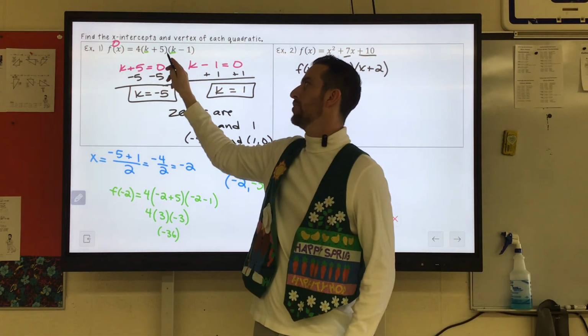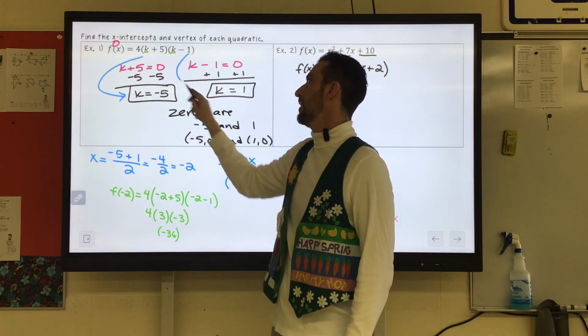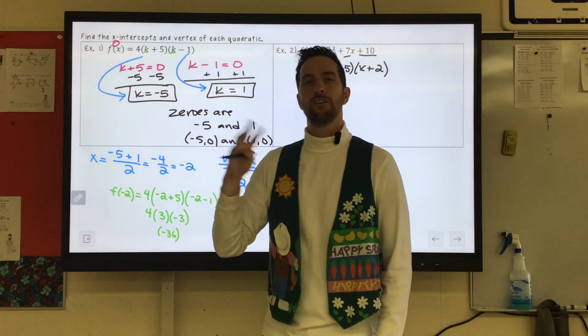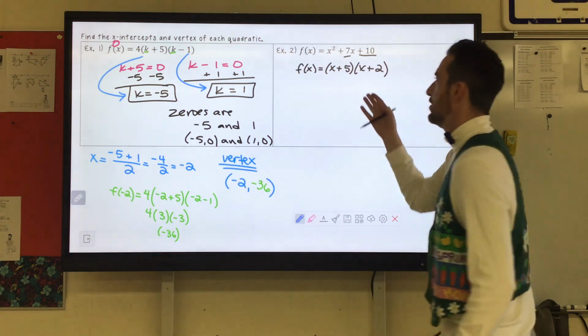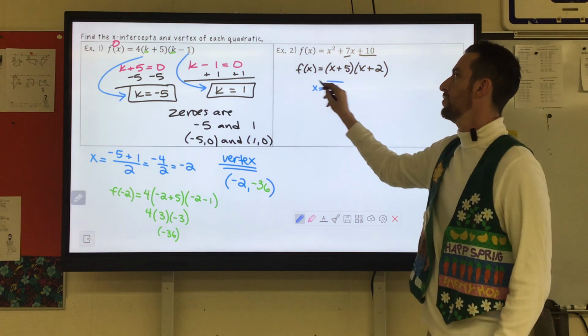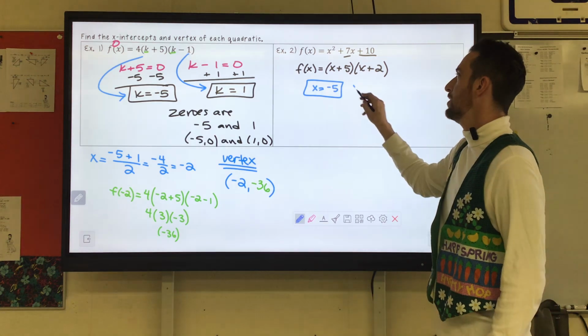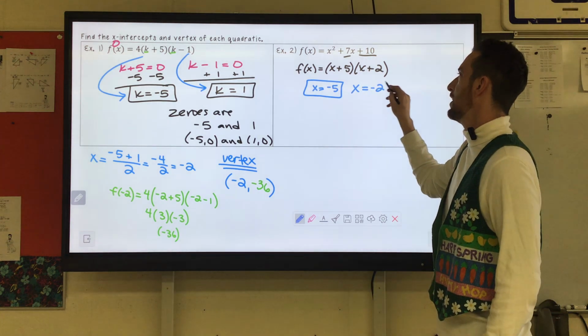Look, when it was k plus 5, your answer came out to negative 5. K minus 1 came out to positive 1. It's always the opposite of what is grouped with the x. So this says x plus 5. That means our x is going to come out to negative 5, right? Because negative 5 plus 5 is 0. x minus 2, that means x is going to come out to negative 2.